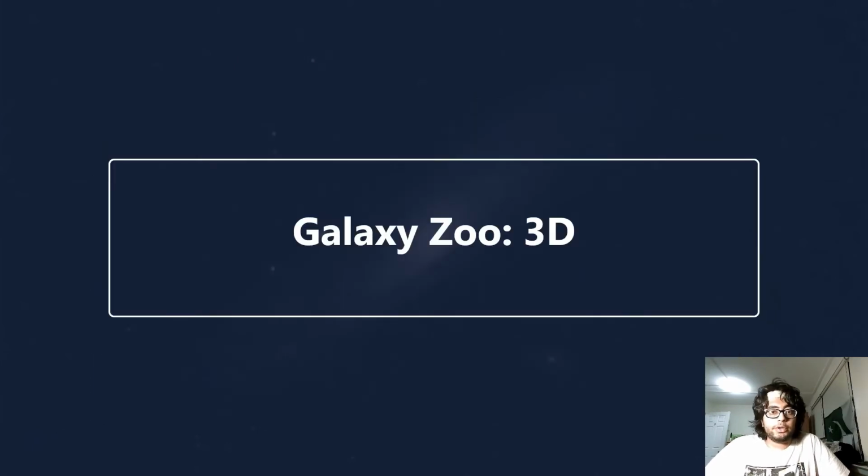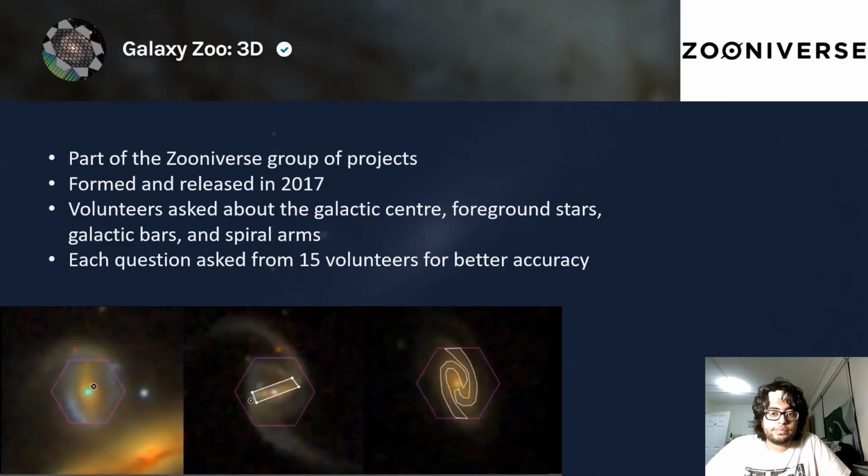Now we're going to be talking about Galaxies of 3D. So Galaxies of 3D is part of the Zooniverse group of projects. These are projects which are powered by citizen science. The idea is that a lot of data in the scientific community can be processed better by humans rather than machines. And galaxies are included in that because there can be significant challenges in having a computer learn what part of a galaxy is what feature. So Galaxies of 3D was formed and released in 2017.